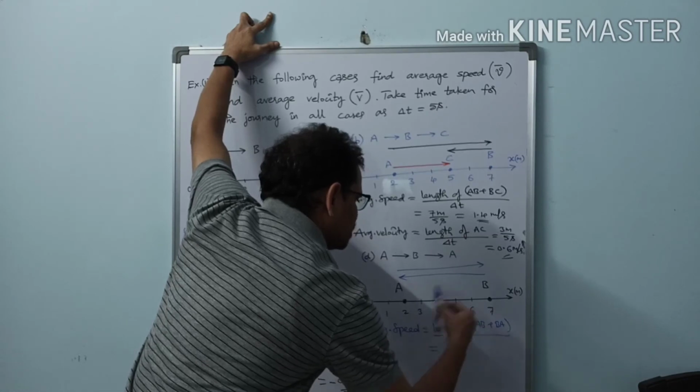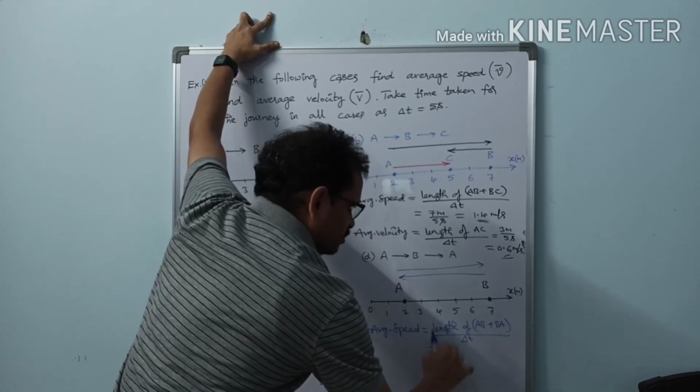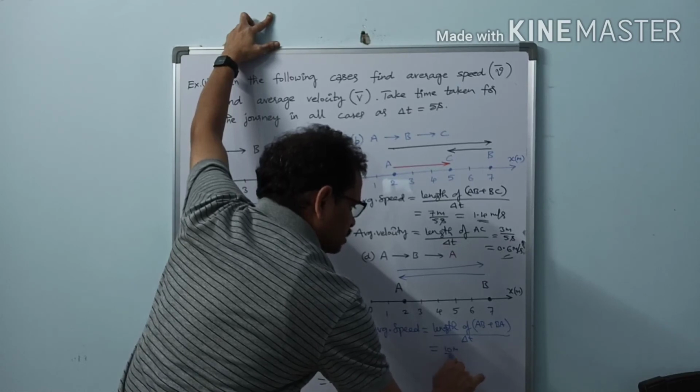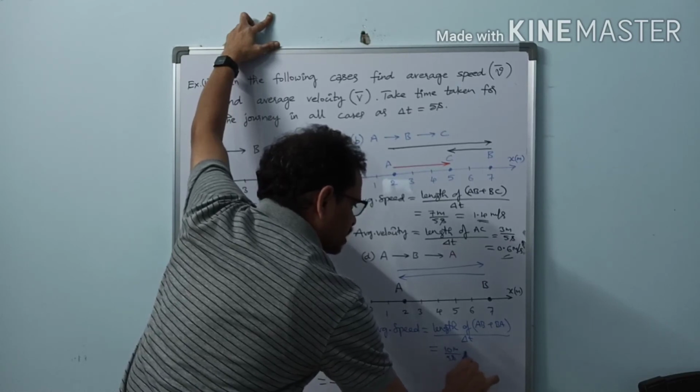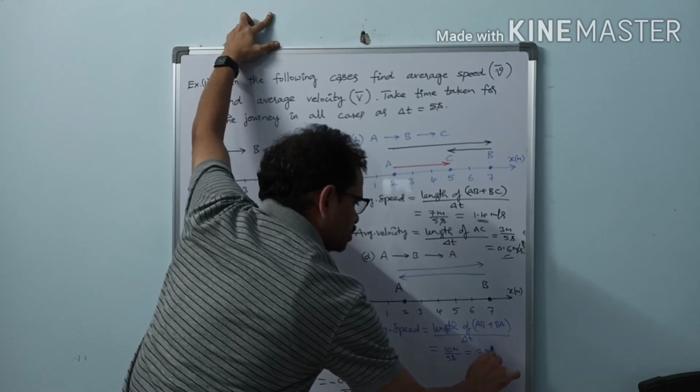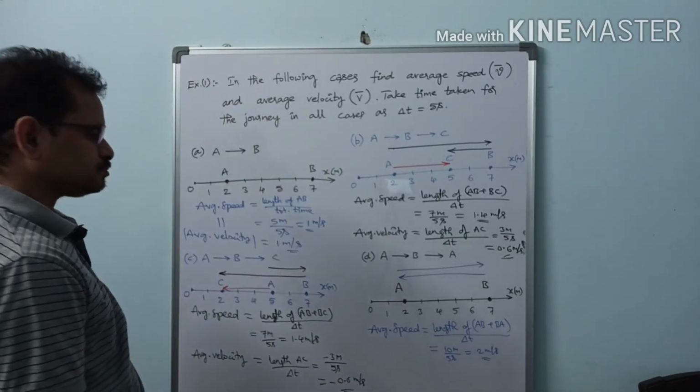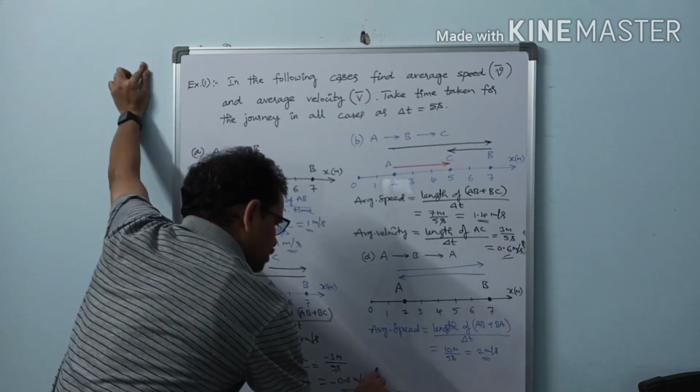What is the length of AB plus BA? AB is 5 and BA is 5. So 10 meters by 5 seconds is equal to 2 meters per second. So what is the average speed here? 2 meters per second. Then what is the average velocity?